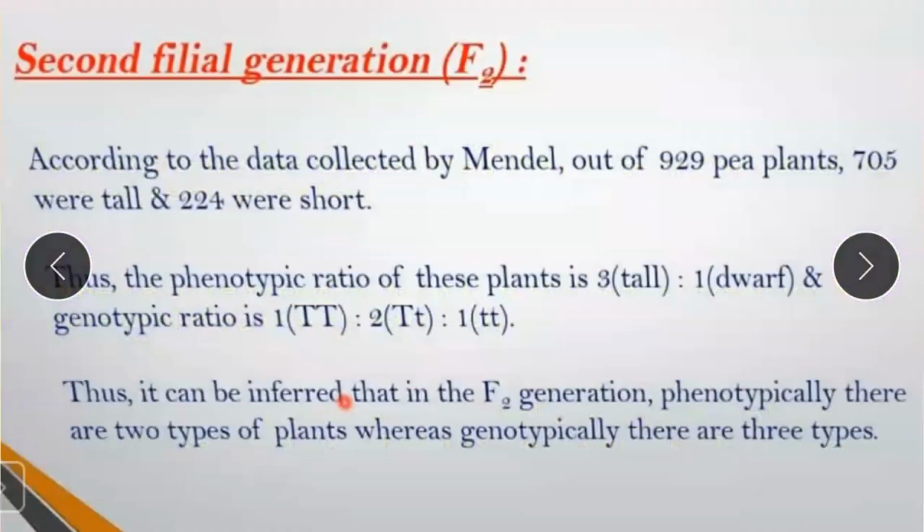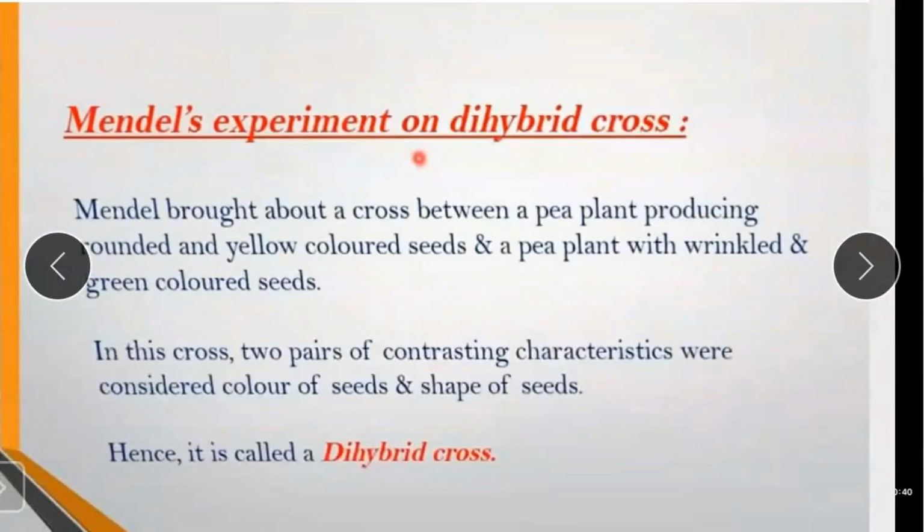Okay, so according to the data collected by Mendel, out of 929 F2 plants, 705 were tall and 224 were short. Thus, the phenotypic ratio of this plant is 3:1. What is the genotypic ratio? It is 1:2:1. Thus it can be inferred that in the F2 generation, phenotypically there are 2 types of plants, whereas genotypically there are 3 types of plants. Then we have seen the dihybrid cross. Here, 2 pairs of contrasting characteristics were considered, that is, color of seeds and shape of seeds. Hence, it is called a dihybrid cross.